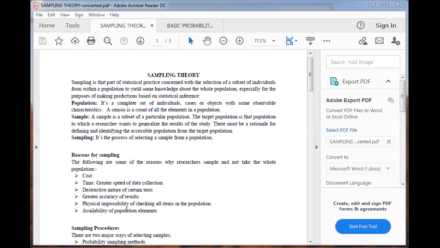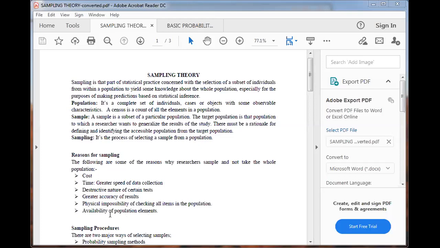The other thing is the physical impossibility of checking all the items. You might find that you are doing an analysis of items whereby some are here, some others are actually outside the country, and things like that. Bringing them together so that you can do a census or interrogate all of them becomes quite impossible. And therefore, you pick on those which are available, and then you do the analysis, and then you generalize the findings from that analysis.